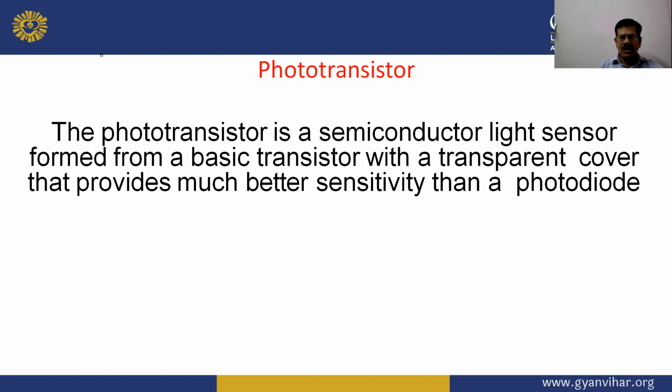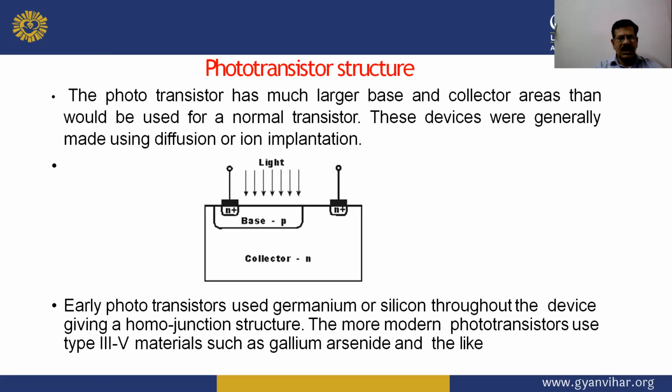In the phototransistor structure there are three layers: one is the N layer, second is the P layer, and again the N layer. These layers are also called the collector layer, base layer, and emitter layer. A phototransistor has much larger base and collector area than would be used in a normal transistor. The area of the collector region is large compared to the emitter region.